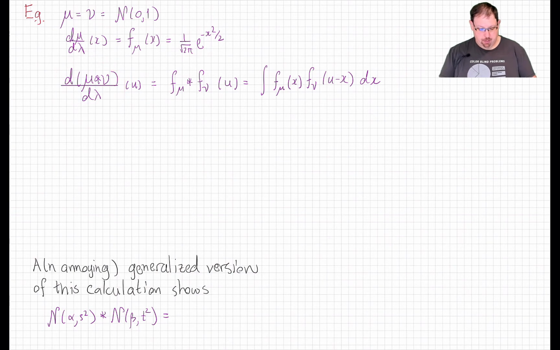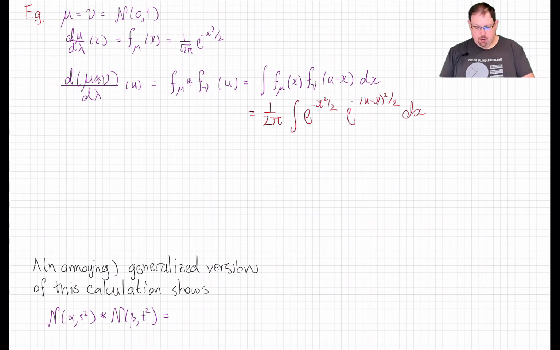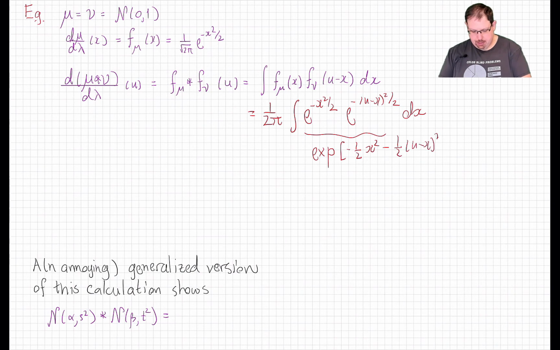Well, now we use the formula for the convolution of two measures that have densities. So that's given here. This is an integral over the real line. And we have those densities, so let's just do some calculus. So the 1 over root 2 pi is combined to a 1 over 2 pi. Now on the inside here, I combine those into a single exponential of minus 1/2 x squared minus 1/2 u minus x quantity squared.